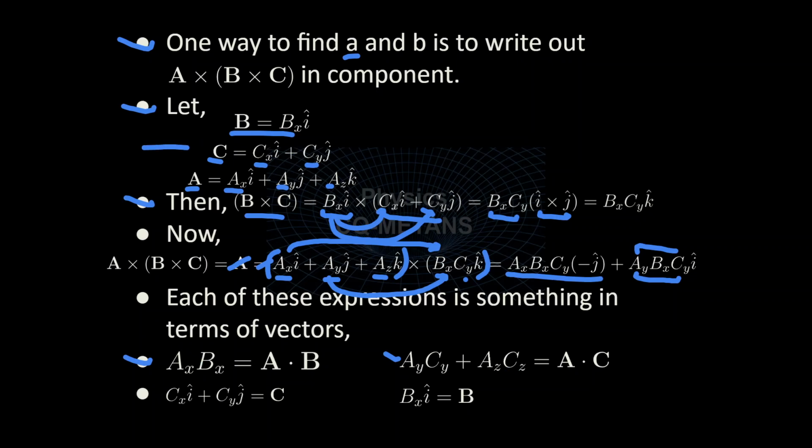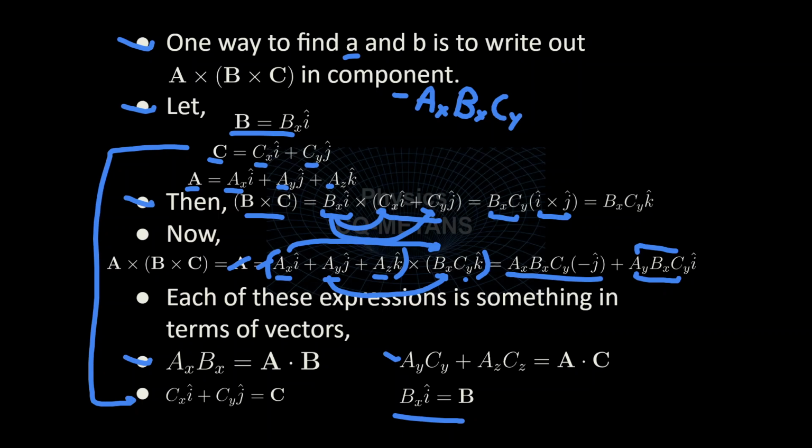Then this vector C is right from here: Cx I cap plus Cy j cap, and vector B we already have, that is Bx I cap. These vectors we have. Now let me write this vector again over here. This is Ax, Bx, Cy, and minus j cap, plus Ay, Cy, Bx I cap.